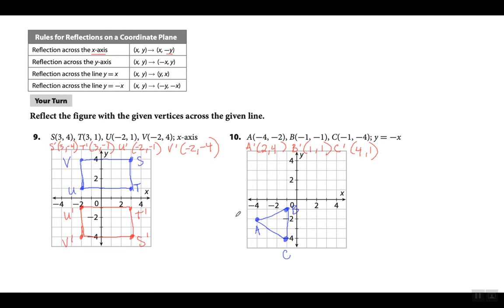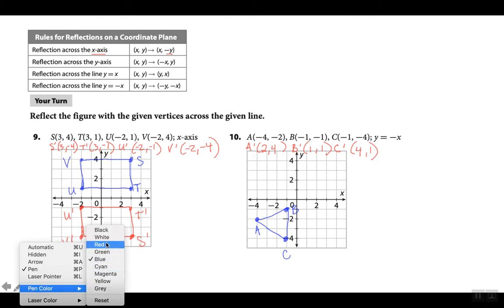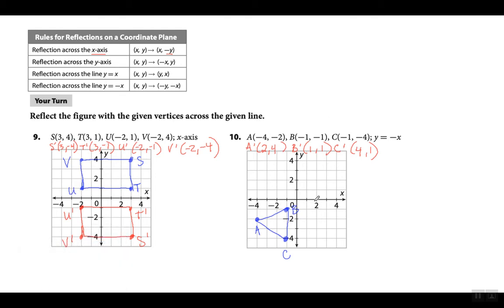Okay, now in red, and again, this is being reflected over the line y equals negative x, which is a diagonal line going like this. All right, so now in red, I'm going to do the image. So A prime is at positive 2, positive 4. B prime is at 1, comma 1. And C prime is at 4, comma 1. And there's my answer after a reflection across the line y equals negative x.